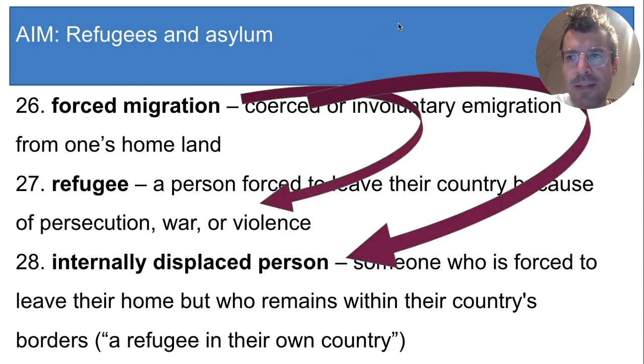Both refugees and internally displaced persons are a result of forced migration because by definition, their migration is involuntary. These terms almost always go together, and it might help you to remember that if you draw arrows on your vocab sheet connecting them.